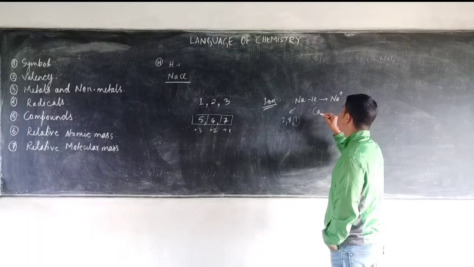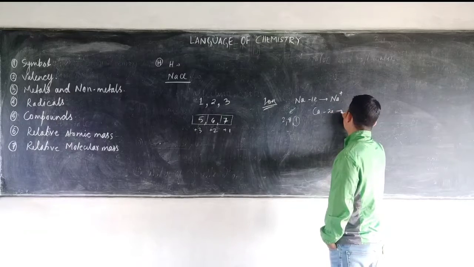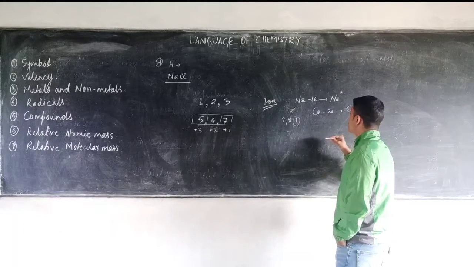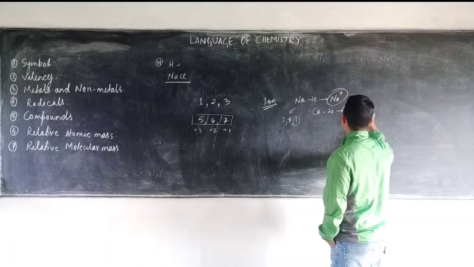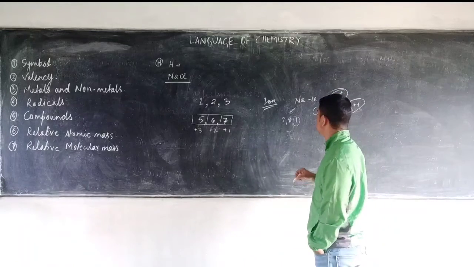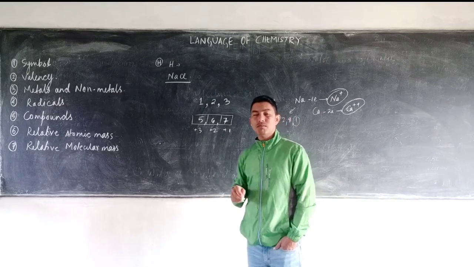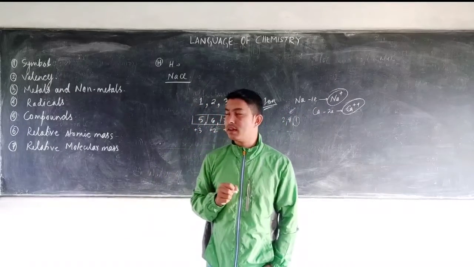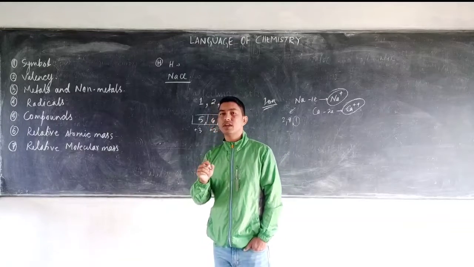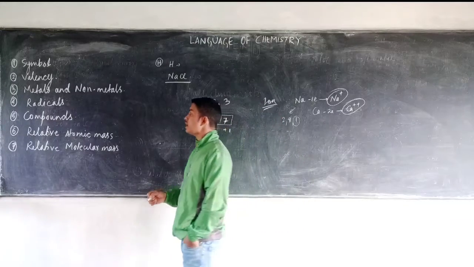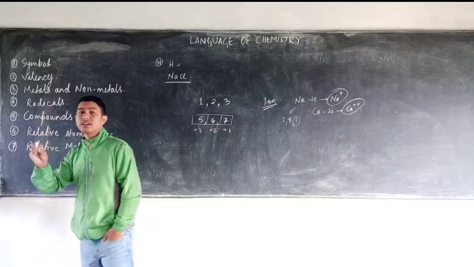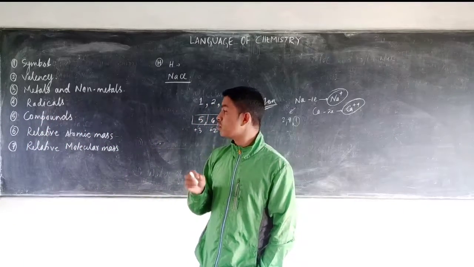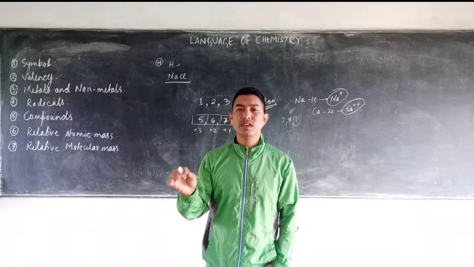Similarly, calcium can lose two electrons and become Ca plus plus. So when an atom loses or gains electrons, it becomes a positively or negatively charged particle and is known as an ion. An ion is a charged atom. Now coming to the radical, what is a radical? The radical can be a single atom or a group of atoms that acts as a single unit.